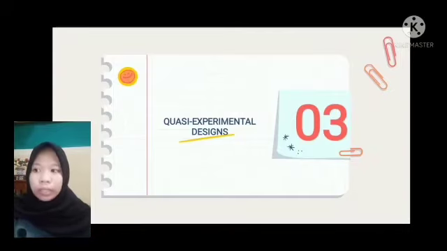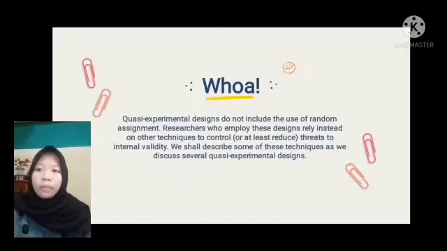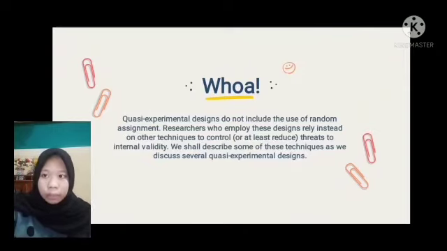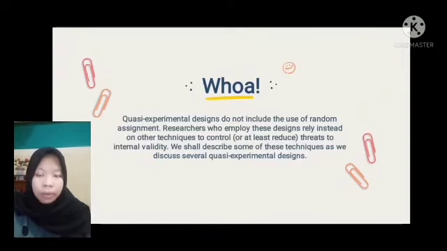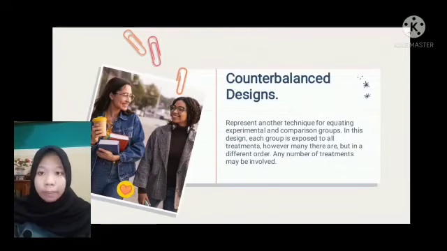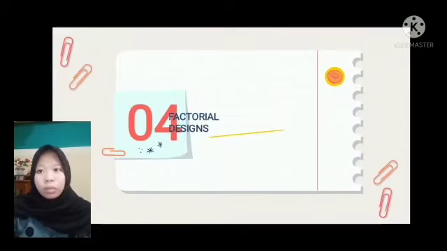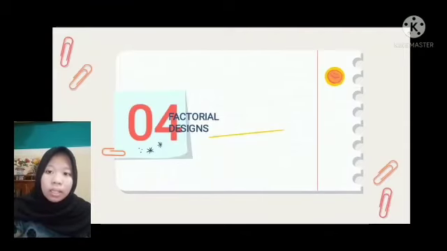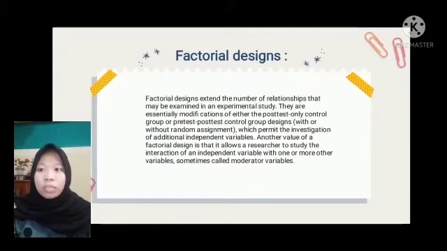The last one is factorial design. The definition of this design is that it extends the number of relationships that may be examined in an experimental study. They are essentially modified versions, which permit the investigation of additional independent variables. Another value of a factor in this design is that the researcher studies the interaction of independent variables, sometimes called the moderator variable.